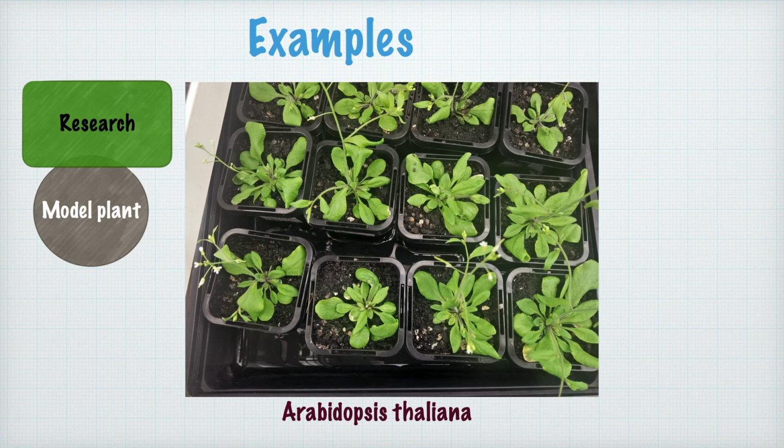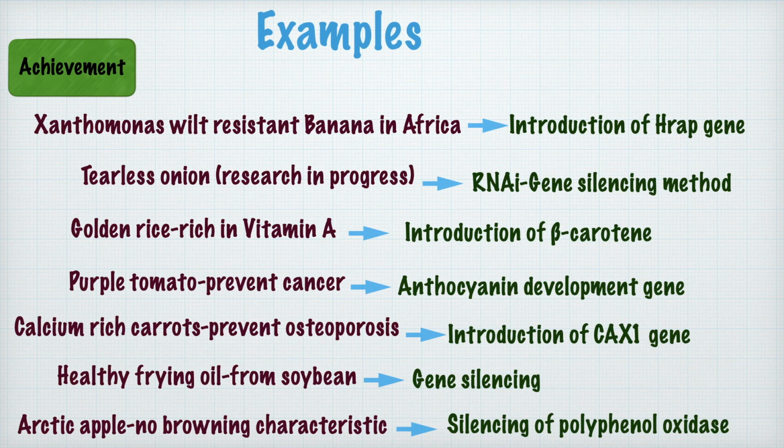So this is an example that scientists have developed a model plant for plant genomic or genetic studies. However, we do have many other examples that we have achieved so far from genetic engineering to improve our agricultural crops. So I have some examples. First is Xanthomonas wilt resistant banana in Africa. This wilt had damaged many banana orchards or banana fields in Africa. And in Africa, banana is a staple food source. So by introducing the hrap gene from capsicum, scientists have developed a new variety of banana, which is Xanthomonas wilt resistant banana.